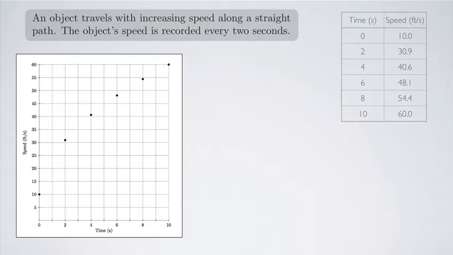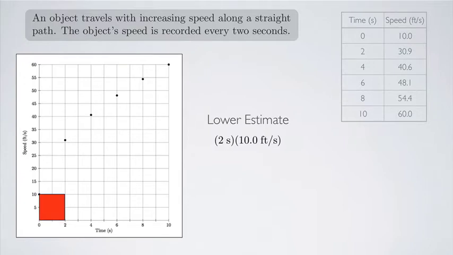Now, since the object is traveling with increasing speed, I know that for the first 2 seconds, it couldn't have gone any less than 10 feet per second. So if I want a lower estimate, I'm going to assume that the object traveled at 10 feet per second for the first 2 seconds. To find the distance traveled during that 2 seconds, I can multiply 2 seconds times 10 feet per second. And what I'm really doing is finding the area of this rectangle right here.